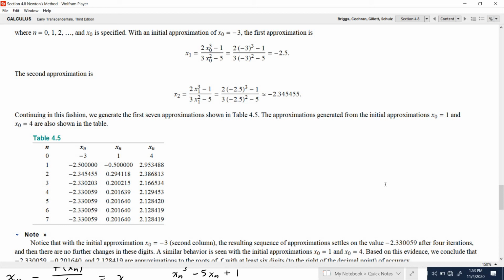So that's how we use Newton's method to approximate x-intercepts for functions.